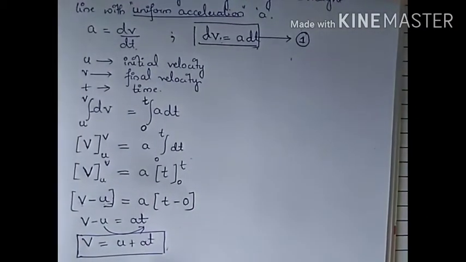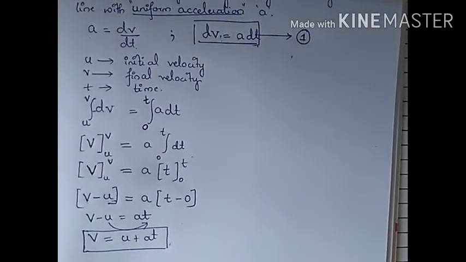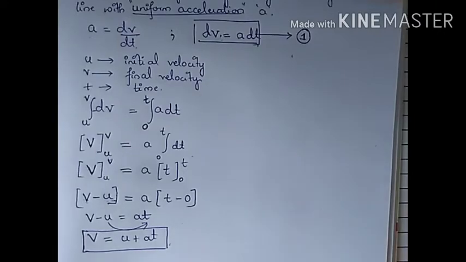So now let us move to the second one. The second equation is s is equals to ut plus half at square.